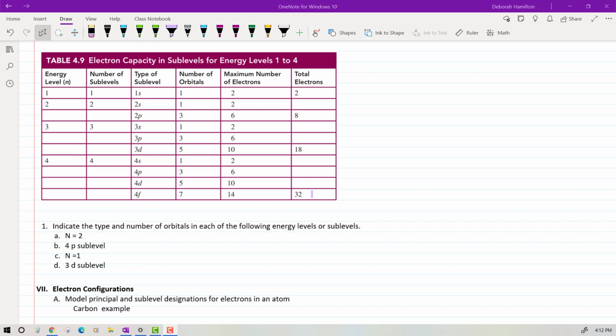All right, this is Chapter 4 Summary Notes. This video will be on electron configurations. We left off looking at the chart that you see on your screen, showing the main levels of energy that are on the periodic table.